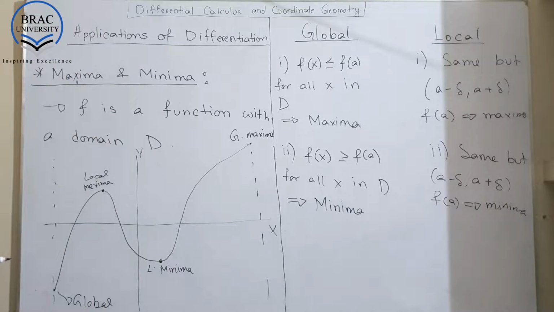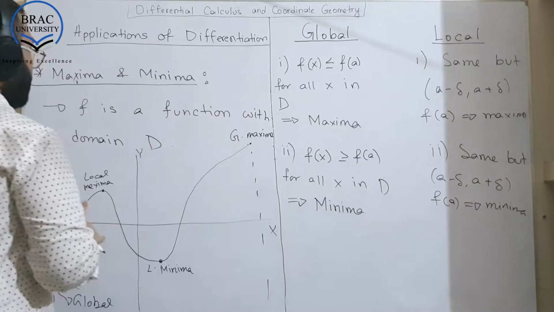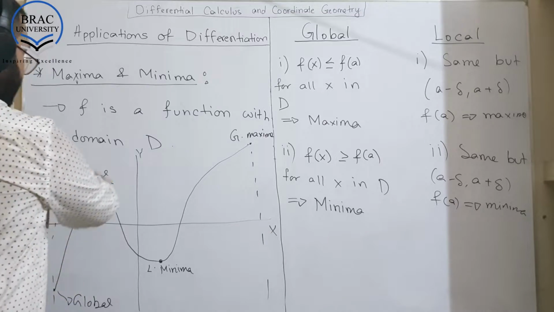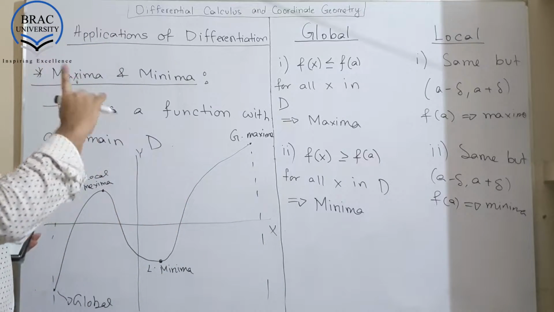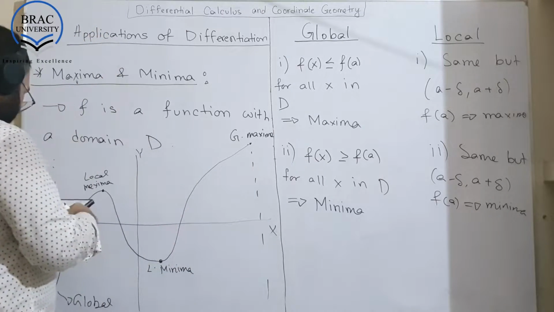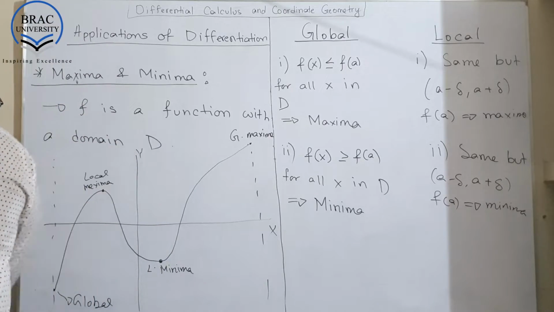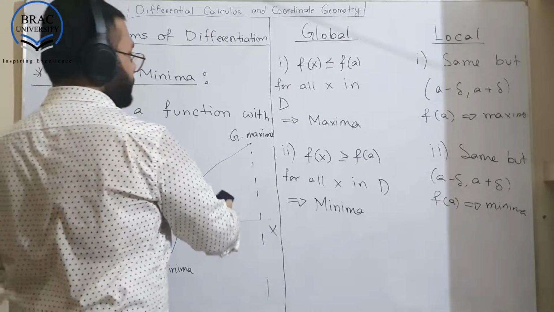Now the important question is, since we are studying differentiation, how does differentiation help us get to these things? How do we know if there is a local minima or a global minima using differentiation? So let's see. Let's keep this. Let's get rid of these.